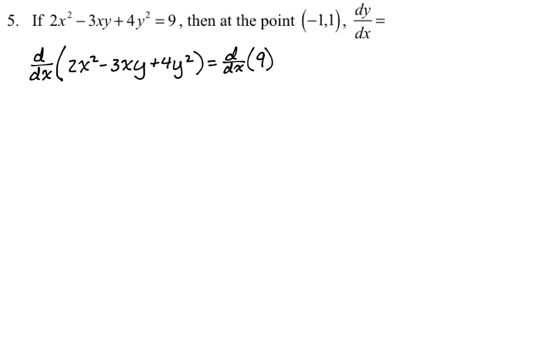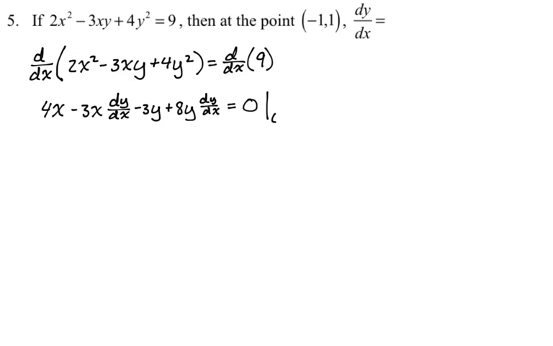So let's see. The derivative of 2x squared is 4x. Now we have a product, right? Negative 3x times y. So I'm going to do first, negative 3x, times derivative of the second, which is dy/dx, plus second, which is y, times derivative of the first, which is negative 3. So I'm going to write negative 3y. And then this is a chain rule, right? So 4y squared is going to give me 8y times dy/dx. So don't forget the chain rule. 8y dy/dx. The derivative of a constant is 0.